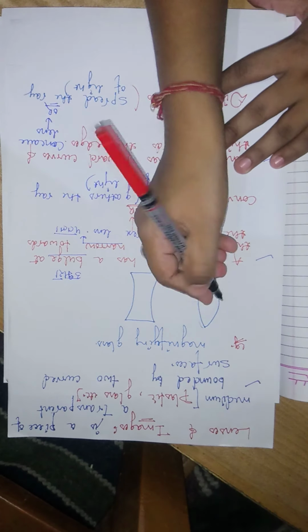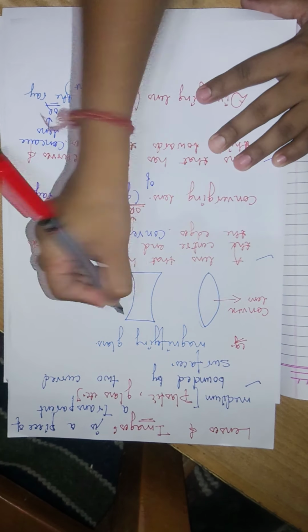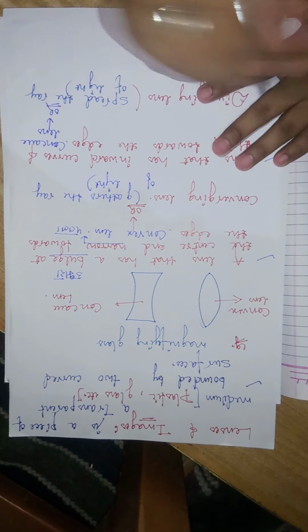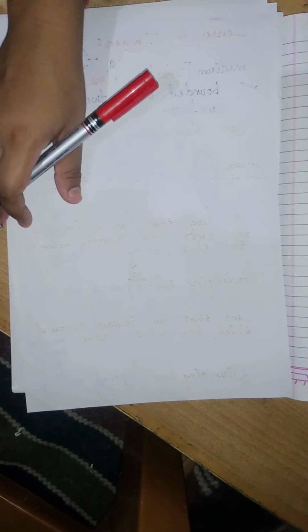So let me write their names also. This is the convex lens and this one is the concave lens. Okay, so let's move forward. Let's proceed. Okay, I'm having the other pages. Let me just remove this. So we just completed the introduction part of the lenses and images. So let's see how these lenses work.